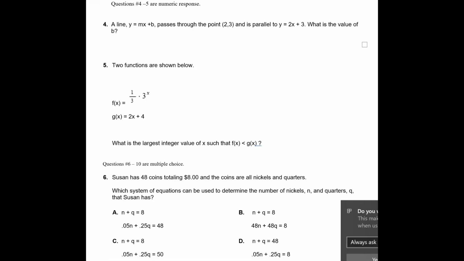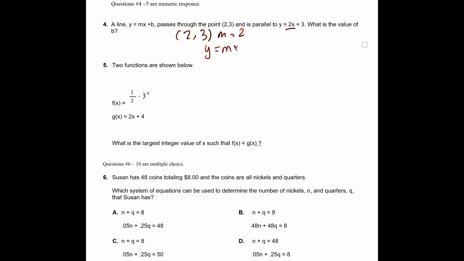Number 4, it says the line y equals must pass through this point, 2, 3, and is parallel. If it's parallel, that means it has the same slope. So if it's parallel, the point is 2, 3, and the slope is 2. So we get y equals mx plus b. And so we have 3 is equal to 2 times 2 plus b. And then we get 3 is equal to 4 plus b, subtract 4, b is equal to -1. So number 4 is -1. All right, I'm gonna delete this from my table.